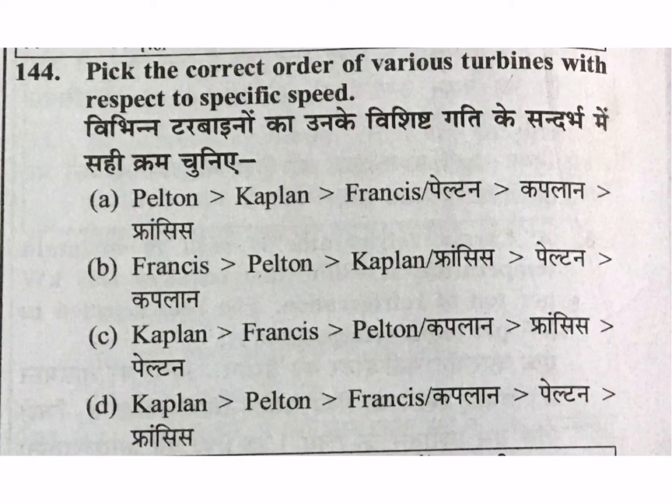The next question: pick the correct order of various turbines with respect to specific speed. Pelton turbine, high head, low speed. Kaplan turbine, low head, high speed. Francis, medium head, medium speed. So the correct order with respect to specific speed: Kaplan is highest, then Francis, then Pelton. C is your correct answer.